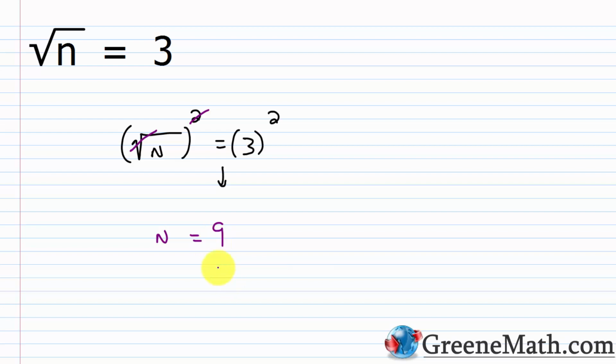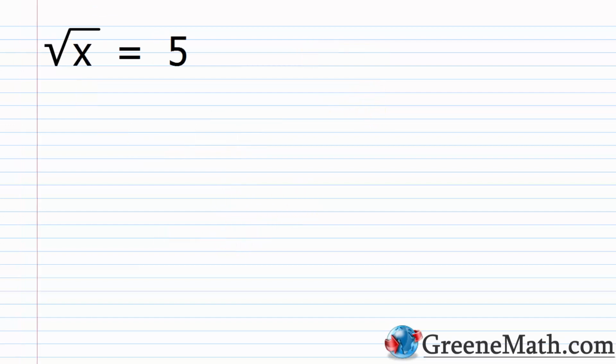So plug this back in for n. If I plugged in a 9 there, what would I have? I would have the principal square root of 9 is equal to 3, and that is true, right? Square root of 9 is 3, you get 3 equals 3. So this checks out as a solution.